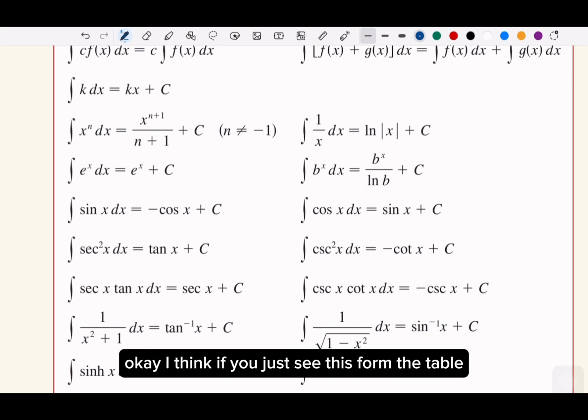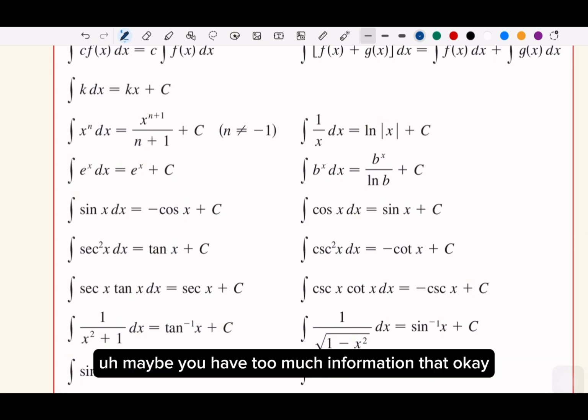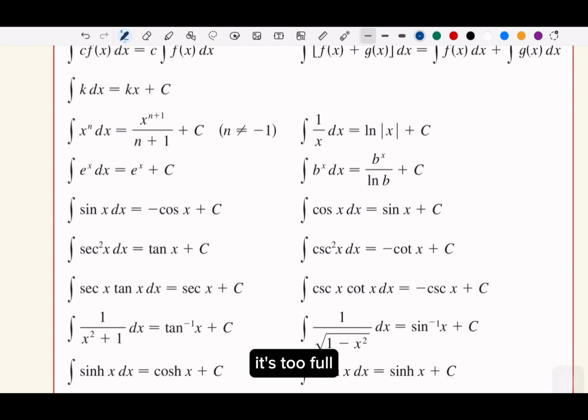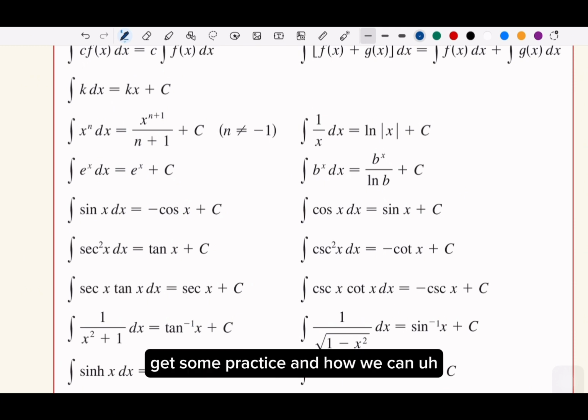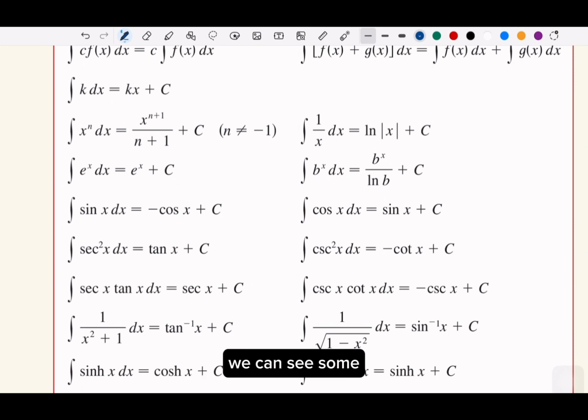Okay. I think if you just see this table and try to place it in your brain, in your storage, in your disk, in your drive, maybe you have too much information that okay, it's too full. So I think we can try some practice, and see how to write the solutions.